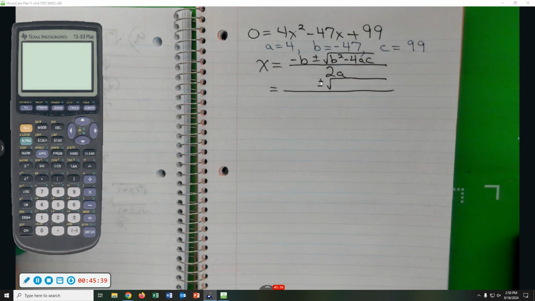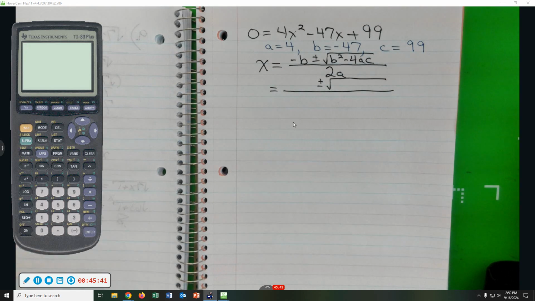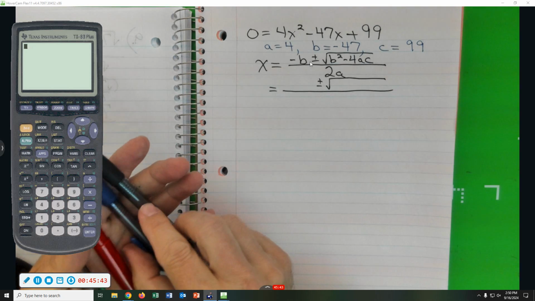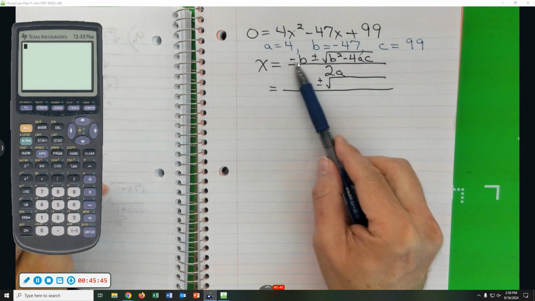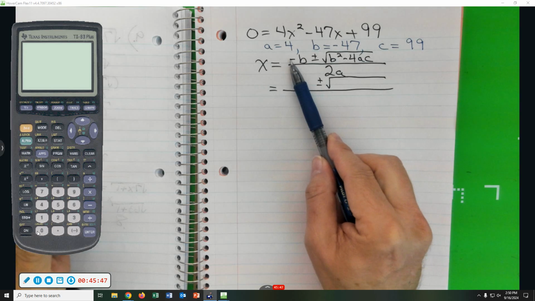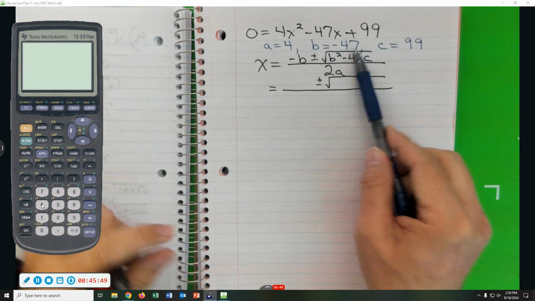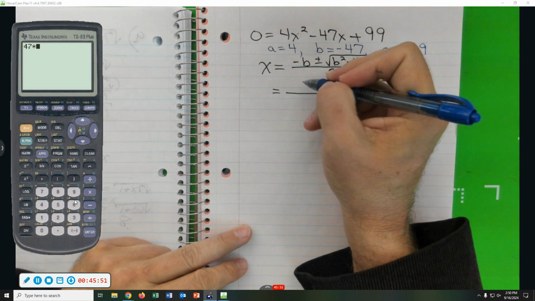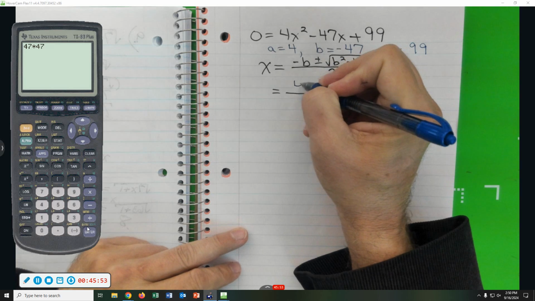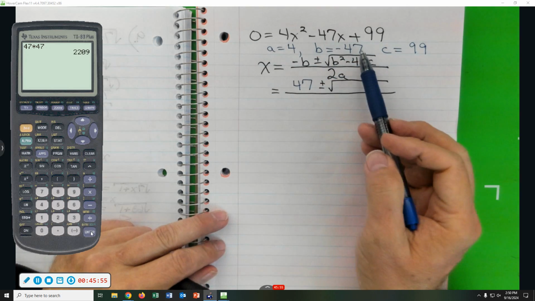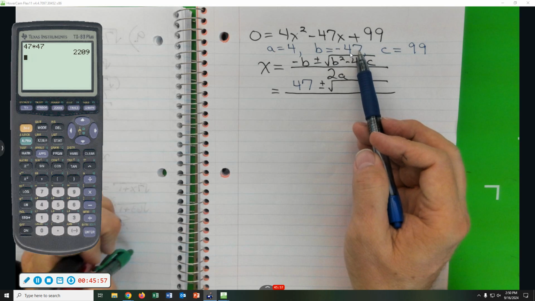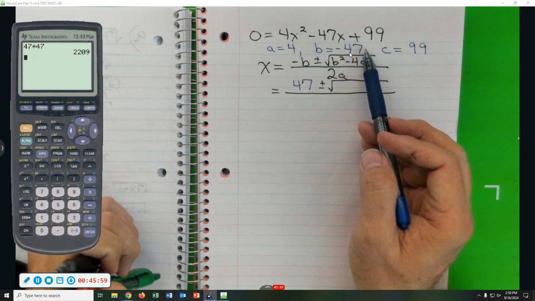Tony, I hope you have that. Yes, you do have your calculator ready. Okay, here we go. Negative B, that says the opposite of B. The opposite of negative 47 is? Positive 47. Now, B squared, negative 47 times negative 47.